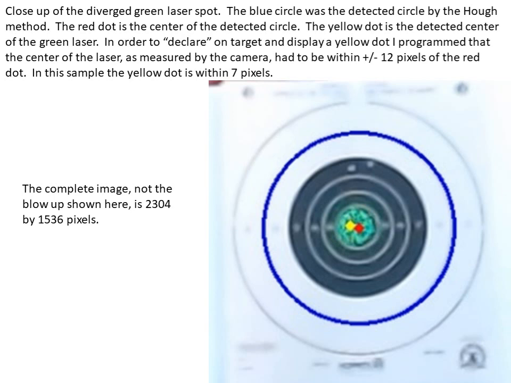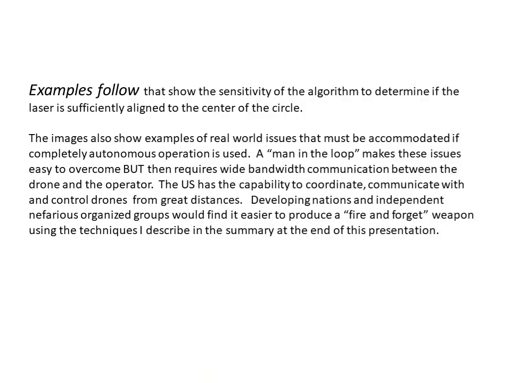By the way, the entire cluttered picture is 2304 by 1536 pixels, which is why even in this image to the right, it looks like the red and the yellow are separated. It's actually only 7 pixels. Now, the examples that follow are just more examples of the detection of the circle, the green laser beam, and the centers, and when it meets the required capabilities.